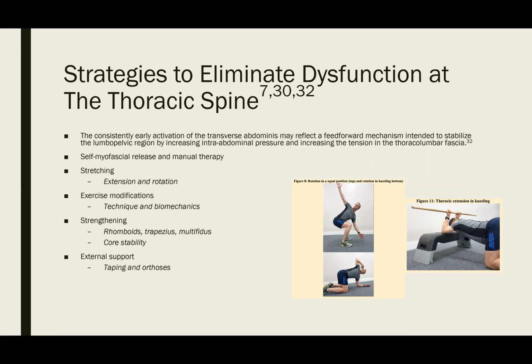Foam rolling is another advantageous strategy in releasing mobility restrictions and promoting thoracic extension to improve shoulder elevation and overall biomechanics. Thoracic rotation in a squat or kneeling, as shown here in the pictures, is advantageous to improving thoracic dysfunction and limited mobility. Implementing exercise modifications to improve muscle function and biomechanics is also beneficial when teaching appropriate movement patterns.